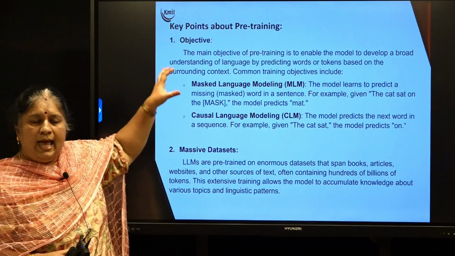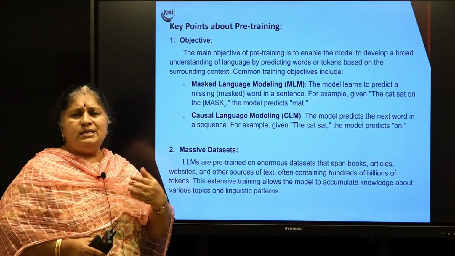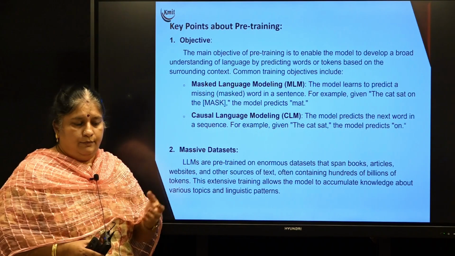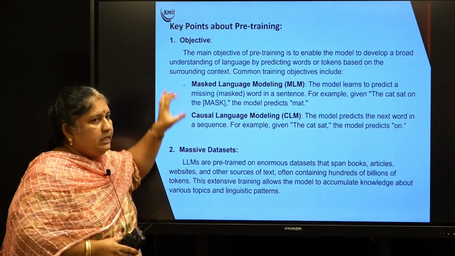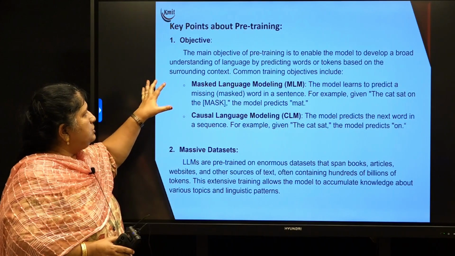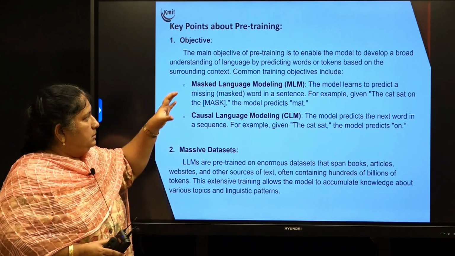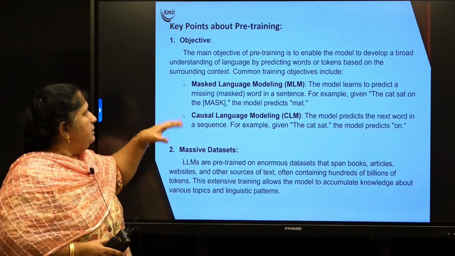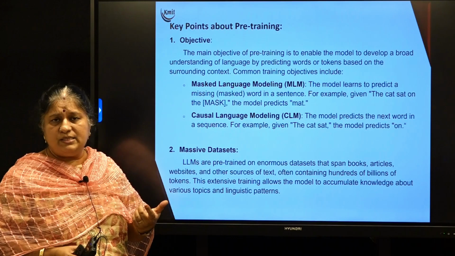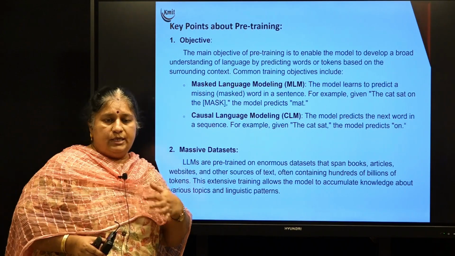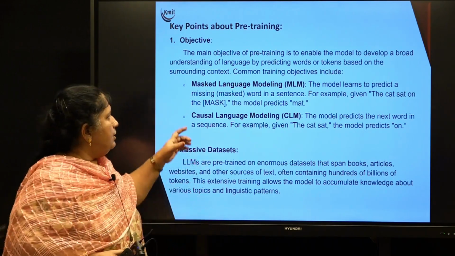So what are the key aspects of pre-training? First one, objective. What is the objective of pre-training? Whenever it is learning the language, we should make sure the LLM is trying to understand the language by predicting the words or tokens based on the context. We want it to learn based on the context of a specific word. So the context-level objectives generally include two types. What is the first one?